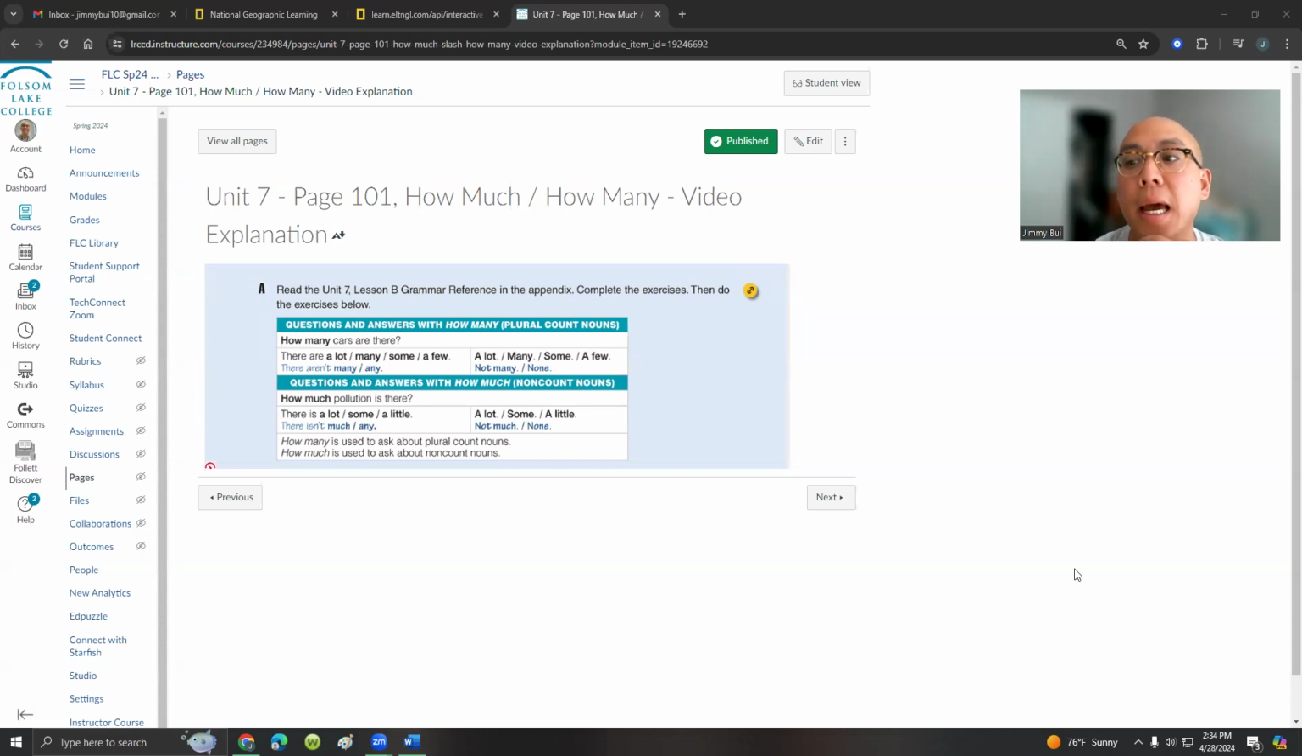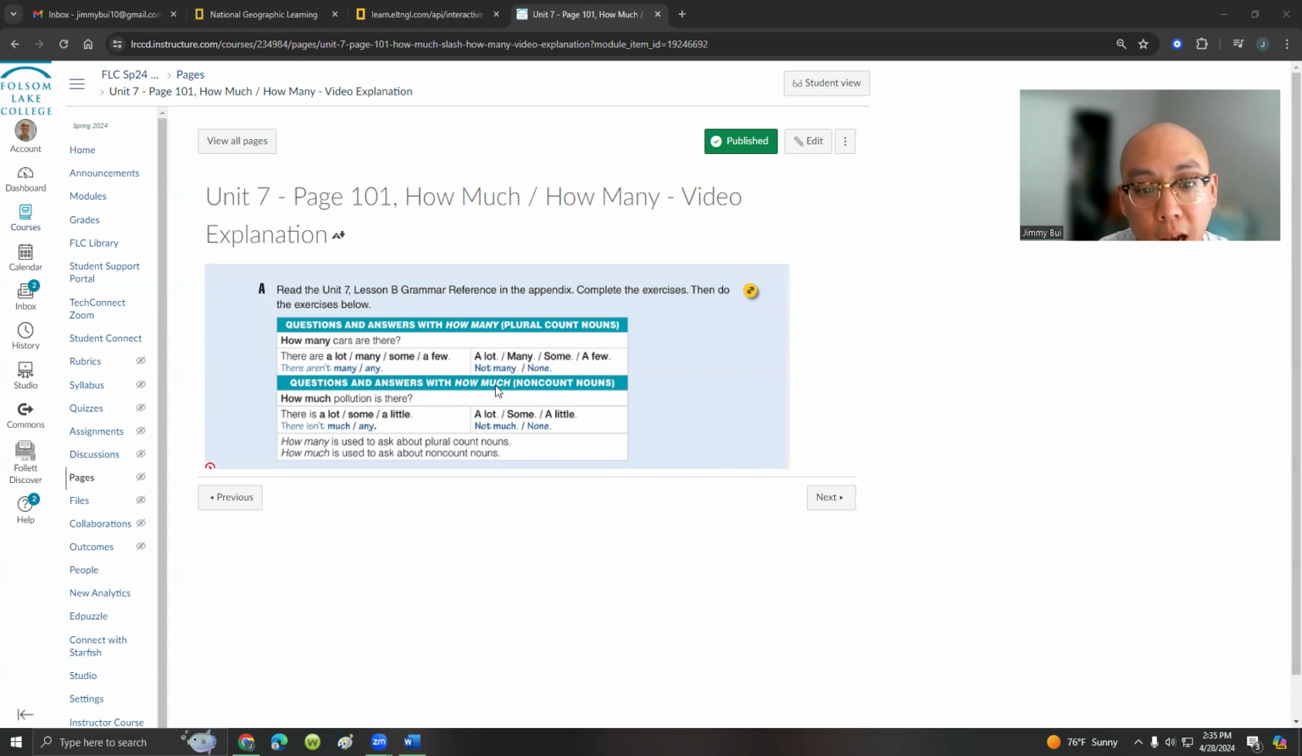So today we are looking at Unit 7, page 101. How much, how many? In Unit 7, questions and answers with how many, how much. Use how many for plural count nouns. Examples: how many cars are there? There are a lot. There are many. There are some. There are a few. There aren't many. There aren't any. A lot, many, some, a few, not many, none.